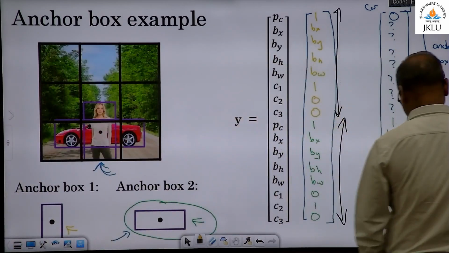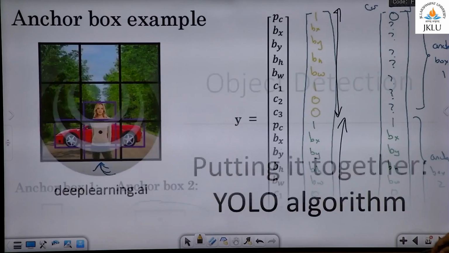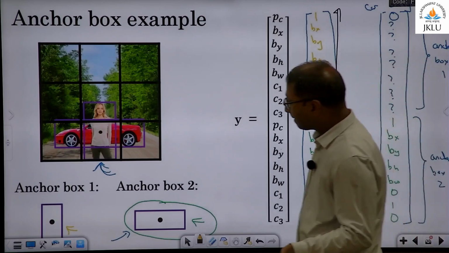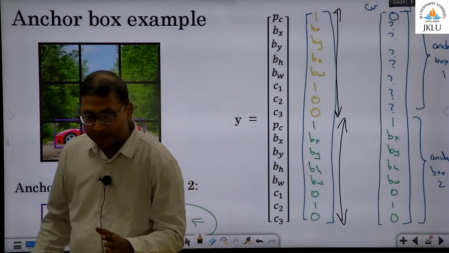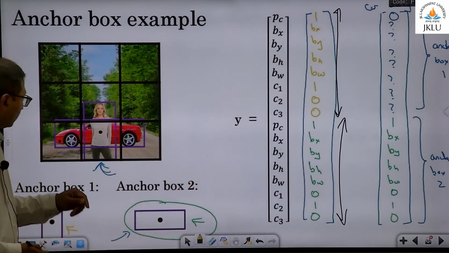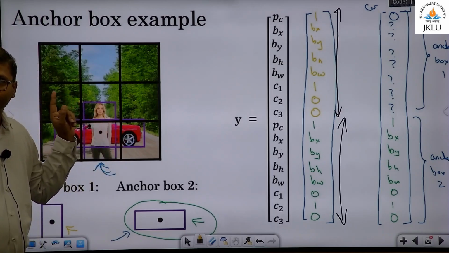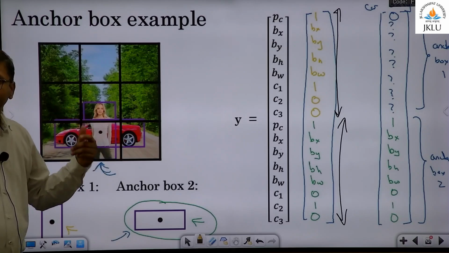Think over it. Sir, those grid cell will be included which have IOU greater than 0.5. Because otherwise what will happen? There will be multiple grid cells associated with one object, right? So we will only consider those grid cells that have IOU more than 0.5. Okay.